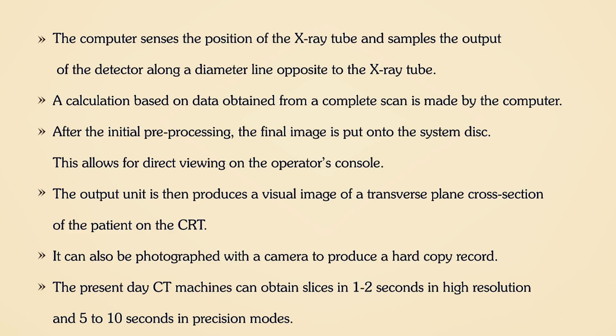After the initial pre-processing, the final image is put onto the system disk. This allows for direct viewing on the operator's console. The present day CT machines can obtain slices in 1 to 2 seconds in high resolution and in 5 to 10 seconds in precision modes.